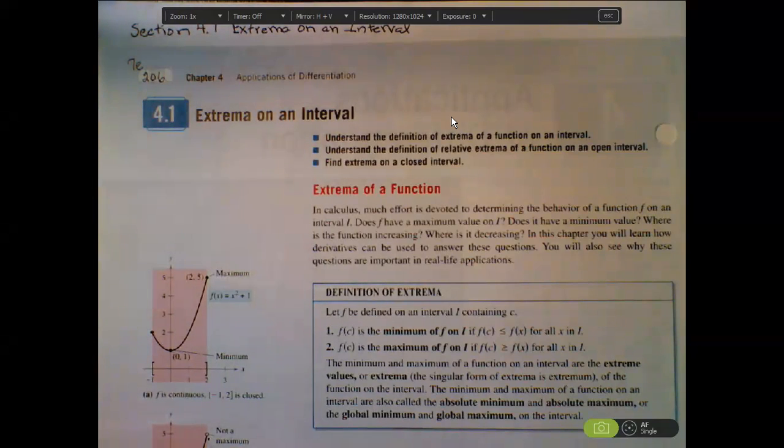Chapter 4 is all about using the derivative, first and second derivative, to be able to determine things about a graph of a function that we could not have determined with just algebra.